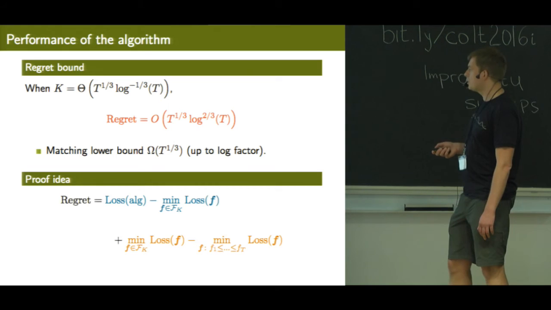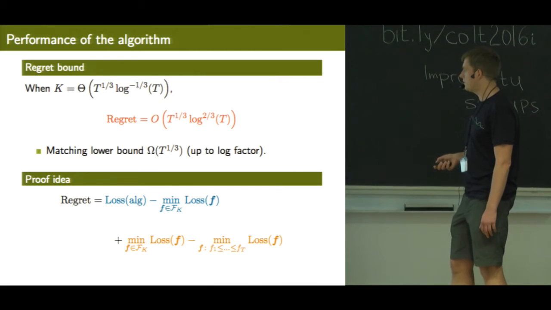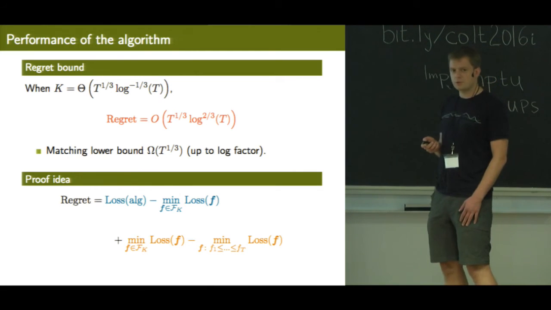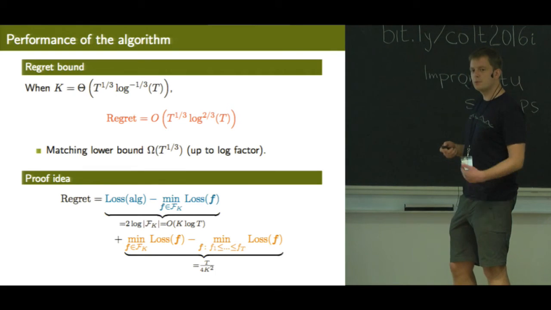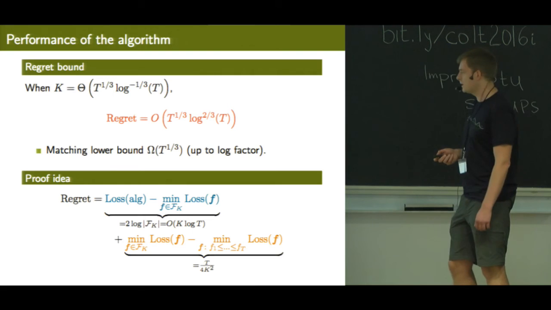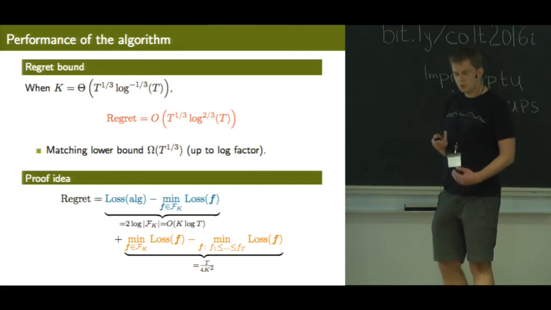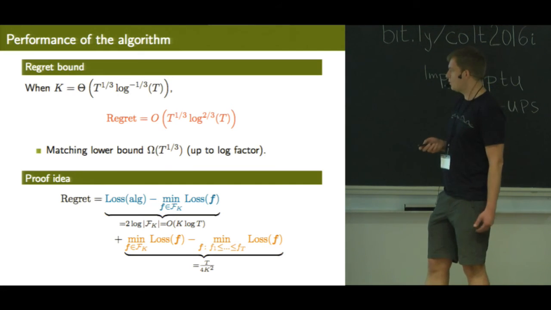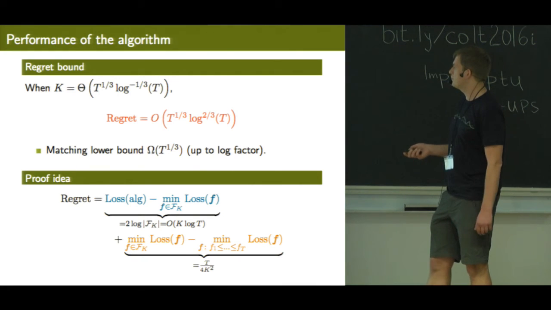We decompose the regret into the difference between the loss of the algorithm and the best in this covering net, plus the loss of the best in the covering net minus the loss of the best overall. The first one can be bounded using standard exponential weights analysis by the log of the size of the class. And the second one can be bounded by t over k squared. This is a very specific bound for this problem. It wouldn't hold in general. It uses properties of the isotonic regression function, so-called averaging properties.